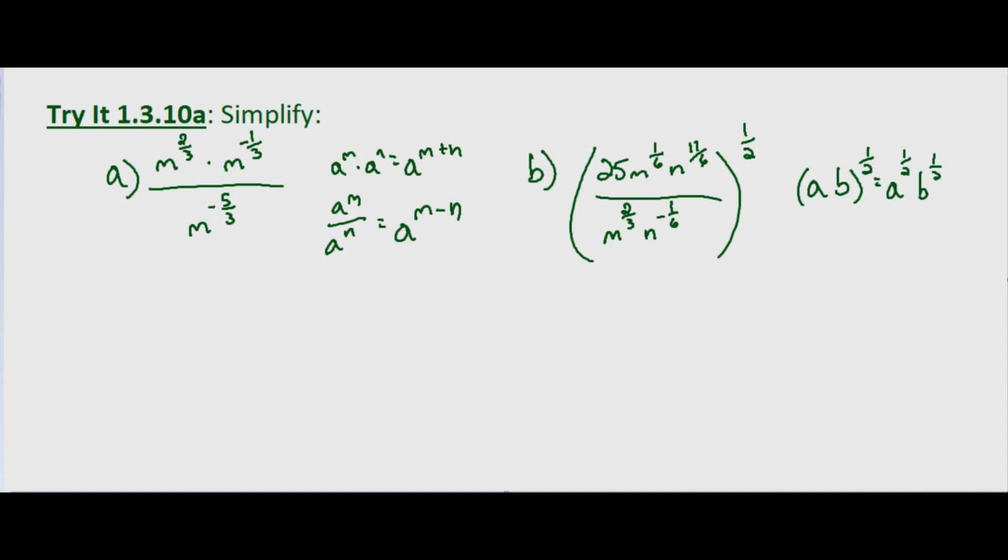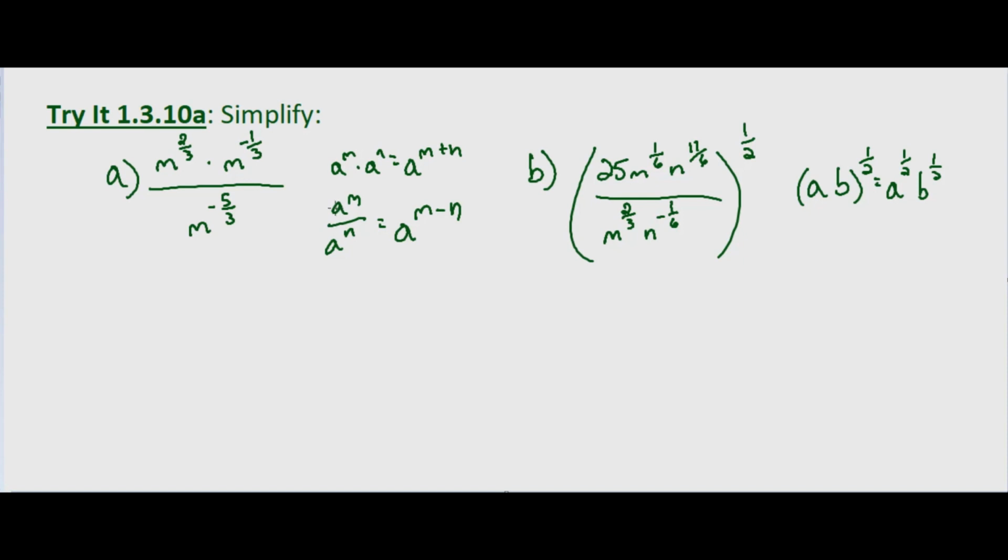In this try it exercise, we're combining everything that we've learned in this section so far involving rational exponents. We're also going to use some previous properties that we should already know involving exponents. I've written those properties down to the right of each problem that we're going to be utilizing. With part A, it's simply that when we have the same base and different exponents and we're multiplying, we add the exponents. So a to the m times a to the n equals a to the m plus n.